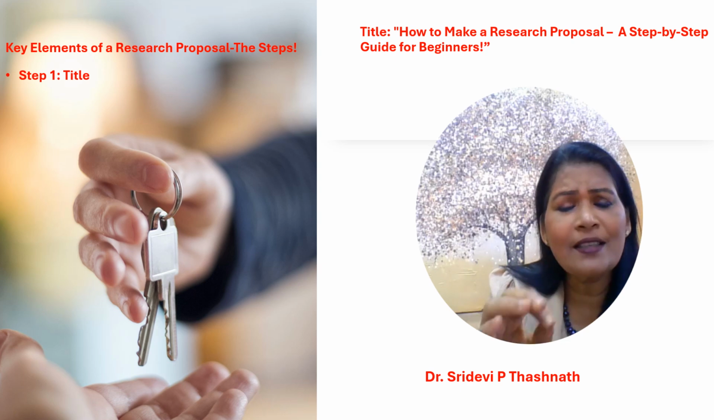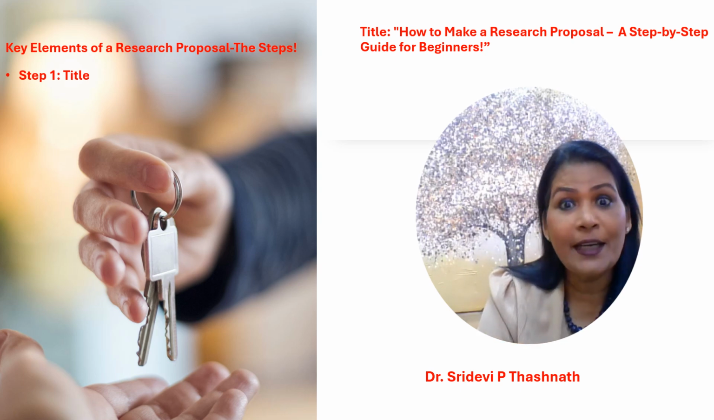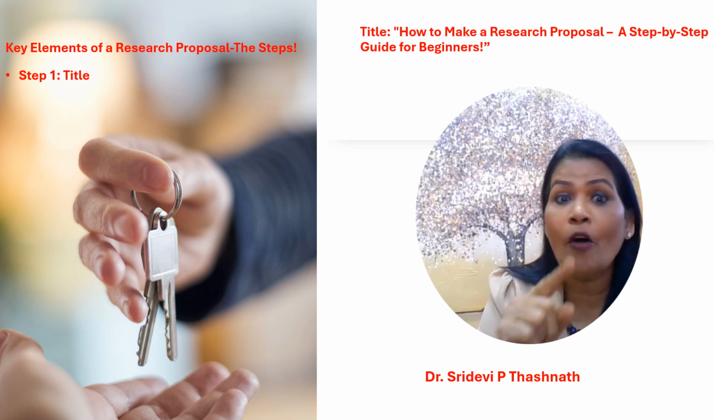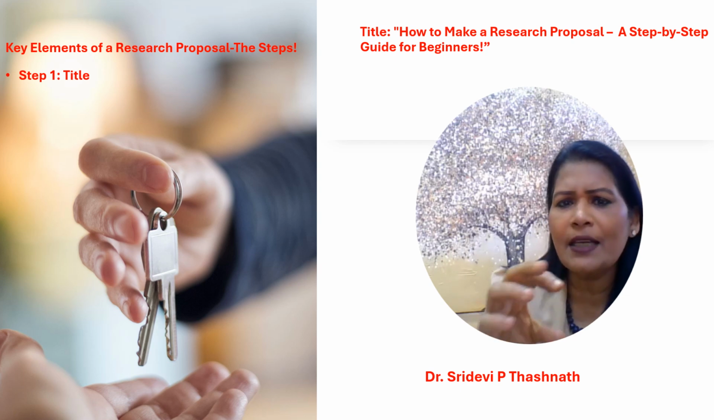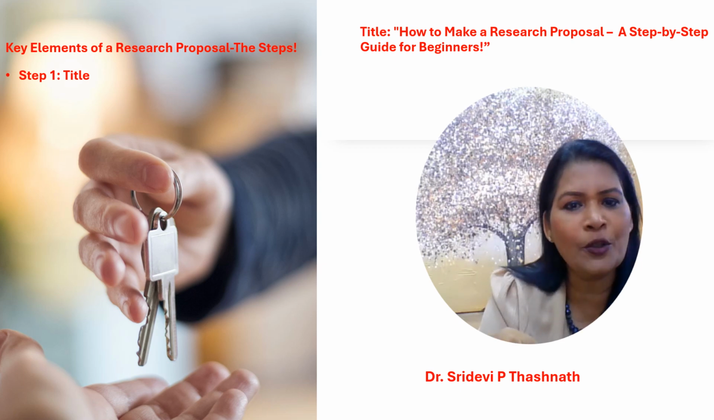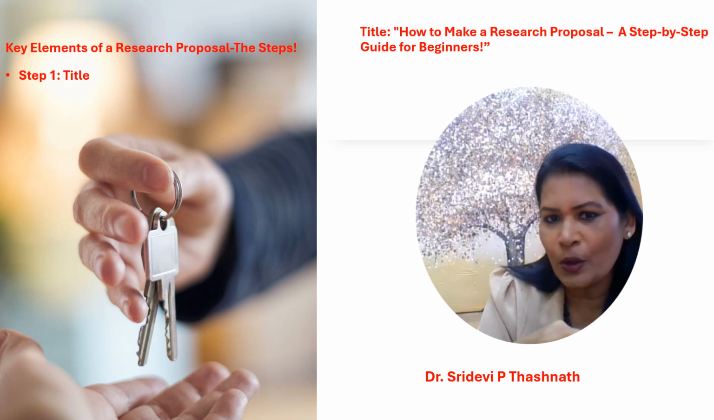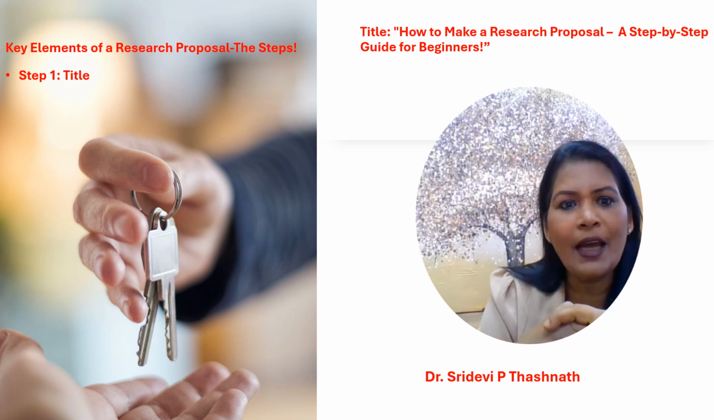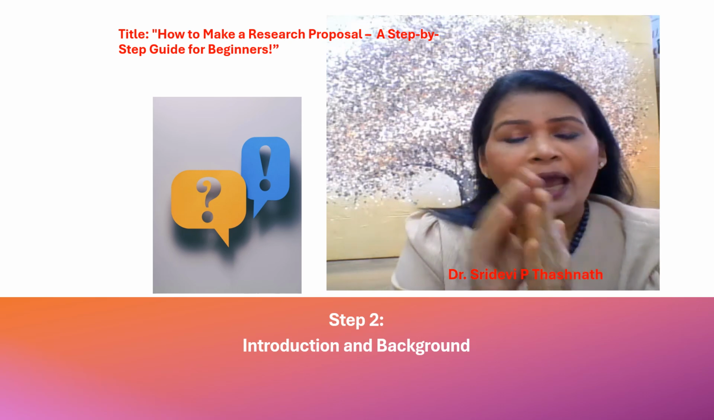Now, your title is the first thing people will see. So make it clear and to the point. It should reflect the core idea of your research in just a few words. Example, instead of studying businesses, try something more specific like the impact of digital marketing on small business growth in urban areas. A good title grabs attention and tells the reader exactly what your study is about.